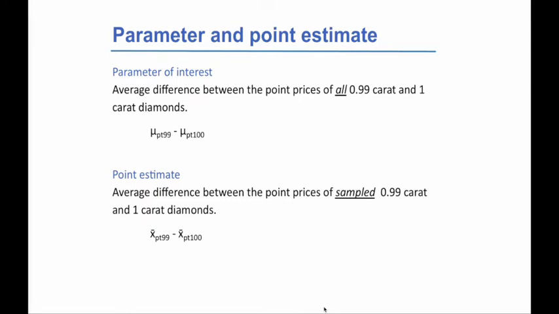So, our parameter of interest is the average difference between the point prices of all 0.99 carat and 1 carat diamonds. Our point estimate is the average difference between the point prices of the sampled 0.99 carat and 1 carat diamonds.